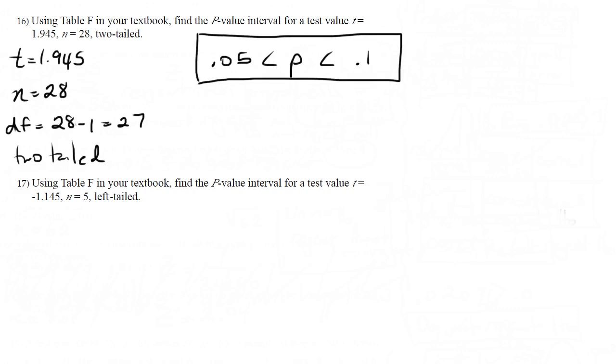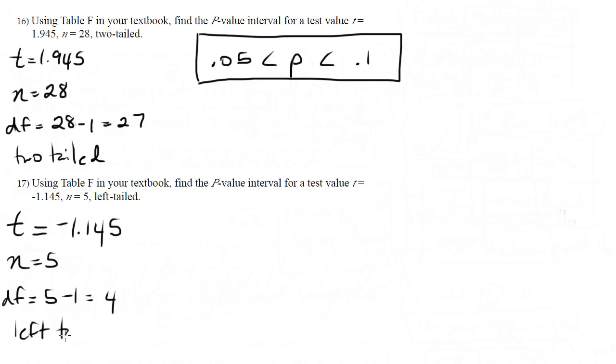All right, next, again using table F in your textbook, find the p-value interval for a test value t is negative 1.145. N equals 5, so the degrees of freedom is 5 minus 1, which is 4. And this is left-tailed. T is negative, so this is definitely going to be left-tailed, right?